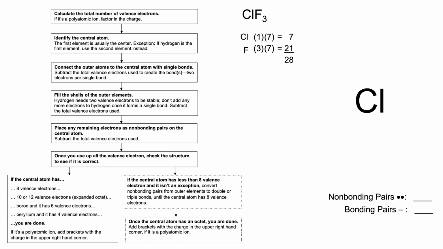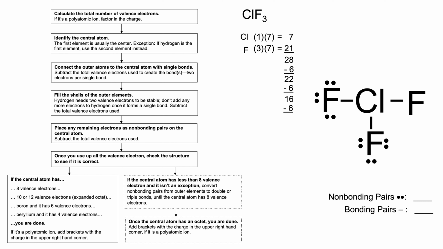Chlorine is placed in the center, the 3 fluorines around it. Each fluorine is going to be connected to chlorine using a single bond. That uses up 6 of my electrons, leaving me with 22 left over at this point. I'm now going to fill the shells of the outer atoms, and as I fill each shell, I'm subtracting from my inventory. So now I have a total of 4 electrons left over.